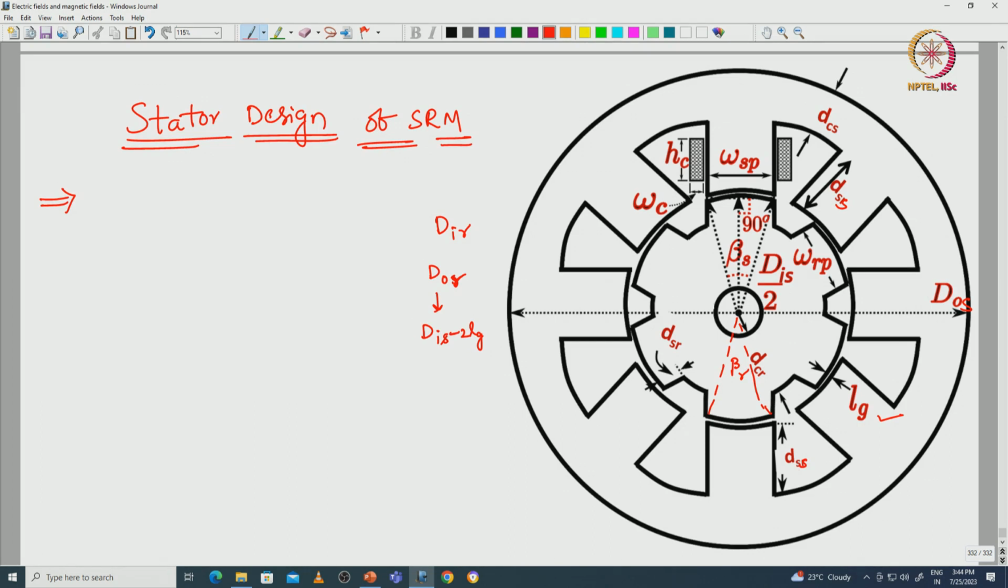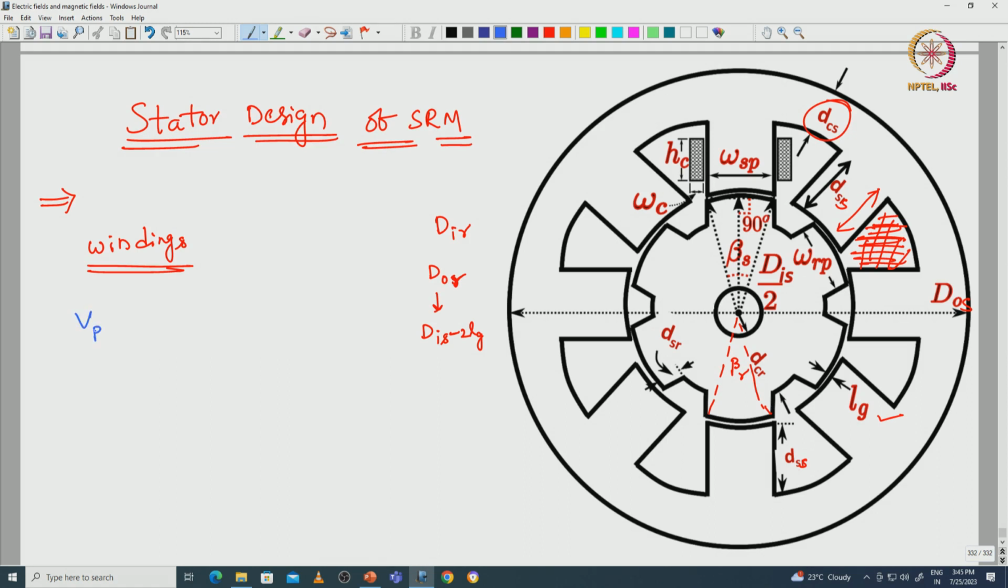First we will design the stator, like how to find the slot height or pole height, and slot area to place the coils, and back iron thickness, and height of the coil and width of the coil, and how to select the number of turns and what is the wire gauge. All those things we will discuss with respect to the stator design. Then rotor design also we will discuss.